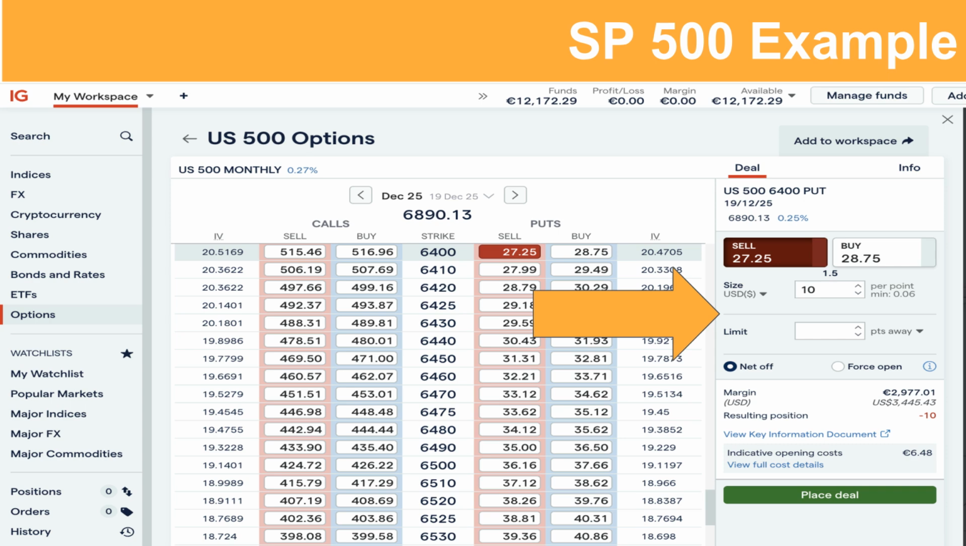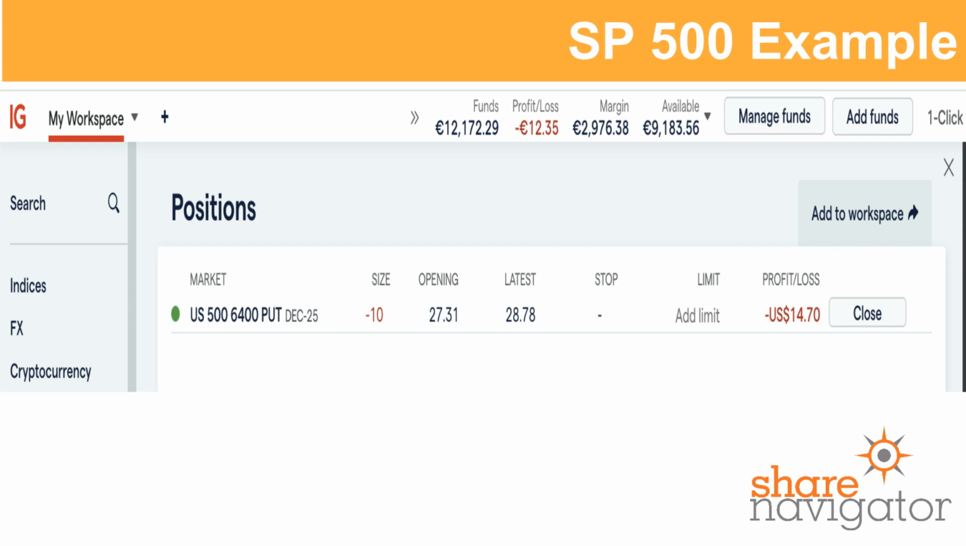So we're going to place the trade and then I'm going to show you what the profit and loss numbers will look like on this particular trade. So this is what our position looks like now in our spread betting account. You can see we've minus 10 of the US 500, 6,400 put. And you can see we've immediately gone into a loss situation of 1470. That's the spread I told you about at the beginning. That will go up and down now as the trade continues on.